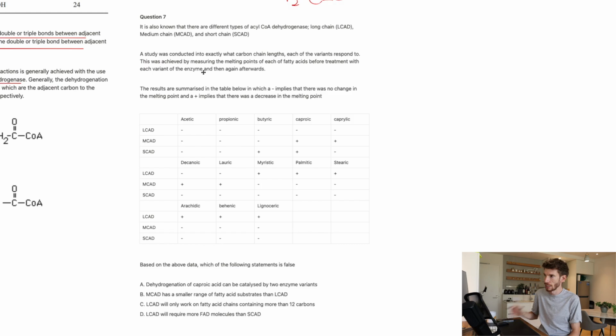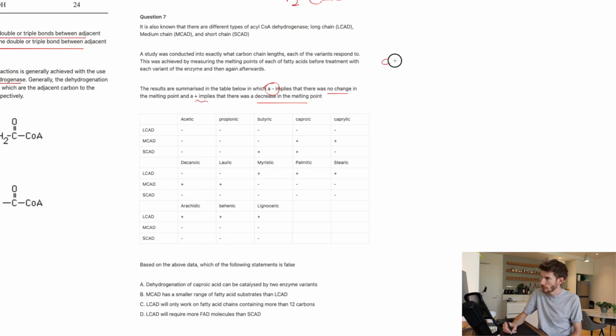A study was conducted into exactly what carbon chain lengths each of the variants respond to. This was achieved by measuring the melting points of each of the fatty acids before treatment with each variant of the enzyme, and then again afterwards. The results are summarized, and what I've done is I've created a code because they like these plus minus tables. A negative implies that there was no impact. A positive implies that there was a decrease in the melting point.